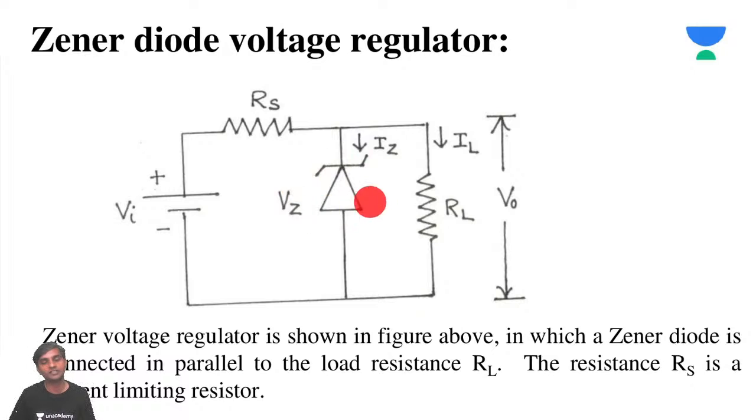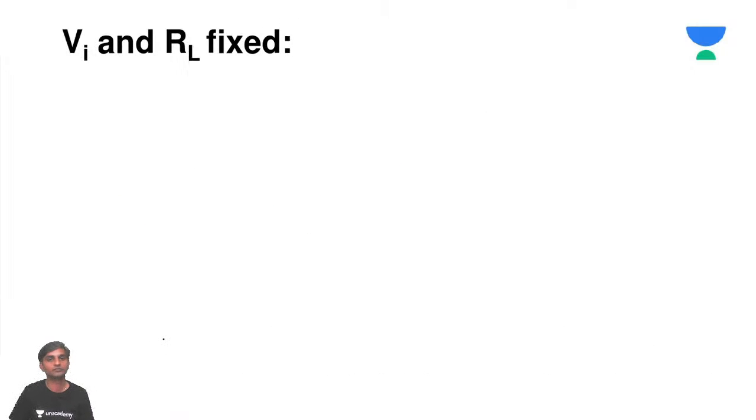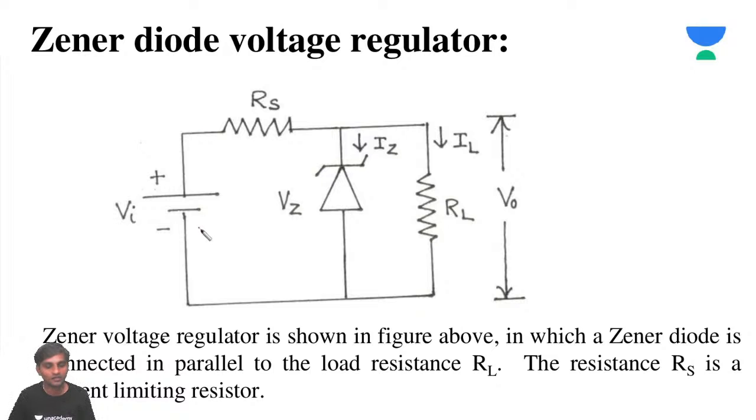You can see this is connected in reverse bias. Here we need to see what will happen, the operation of this voltage regulator. VZ represents the breakdown voltage.